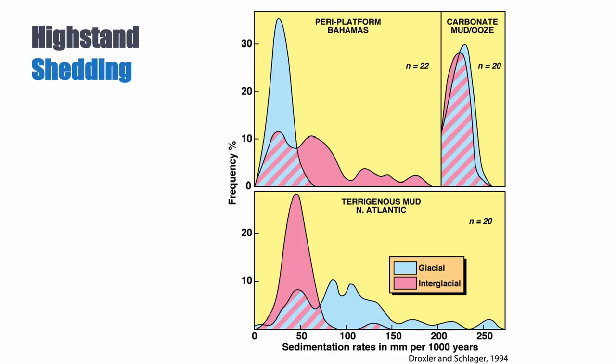So in carbonates, what we see is that during the glacial period, we have a narrow range of export rates of sedimentation in the basin. But during interglacial, we have a much broader range of sedimentation rates. So in the glacial, so during low stand, we typically have around 30 millimeter per 1,000 years offshore the Bahamas of carbonate export. Whereas during interglacial, the high stand, the mode is closer to 75 millimeter per 1,000 years, and you can have very high sedimentation rates, close to 200 millimeter per 1,000 years.